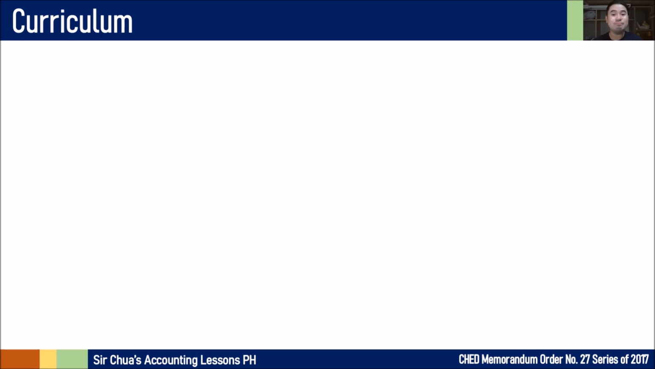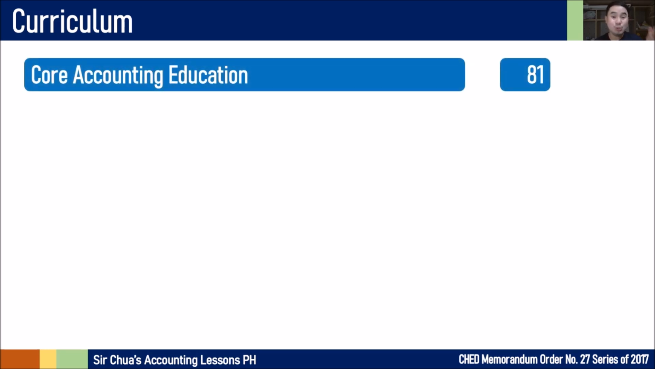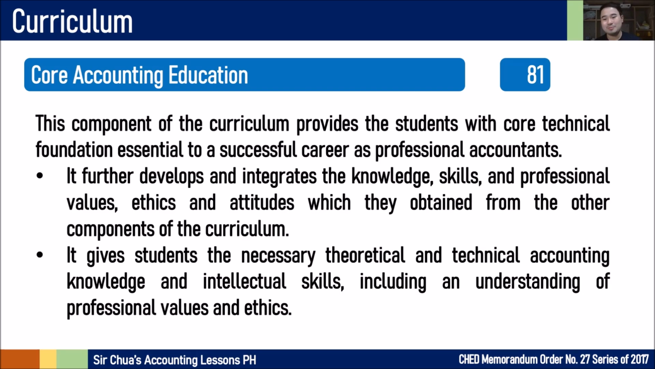Discuss naman po natin yung biggest chunk of you being an accounting major, which is the 81 units of core accounting education. This component of the curriculum provides students with core technical foundation essential to a successful career as professional accountants. These subjects make you an accountant. Yun mismo yun, no? Because you are BS Accountancy, basically the biggest chunk of your curriculum should be about accounting. These 81 units make you an accountant. Okay? Yun na mismo yun.